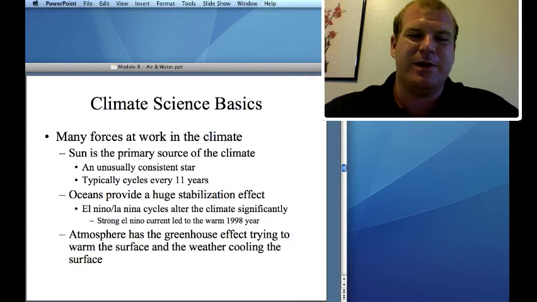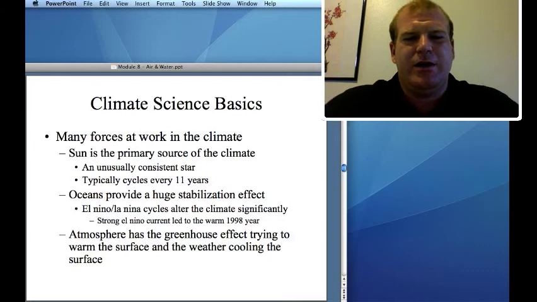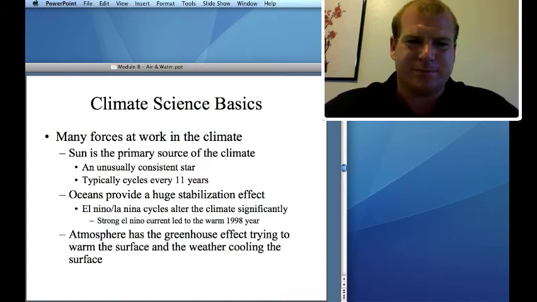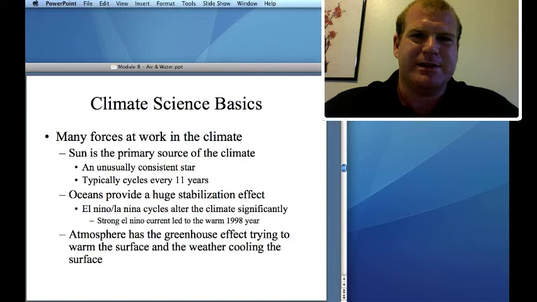And maybe you've heard of El Nino and La Nina. A warm ocean current causes the El Nino, and a cold ocean current causes the La Nina. The La Nina that we have right now is why we've been having crazy weather in the continental United States. It's the cooler weather that's causing the crazy weather. And the El Nino corresponded to the very warm year 1998.